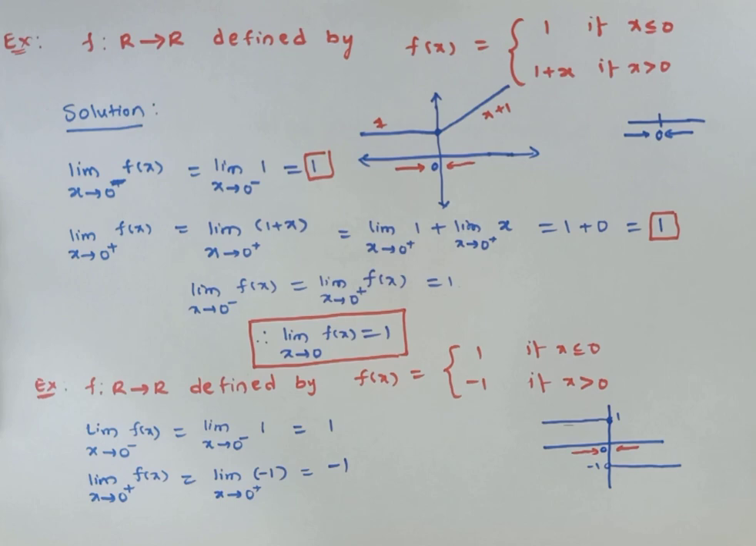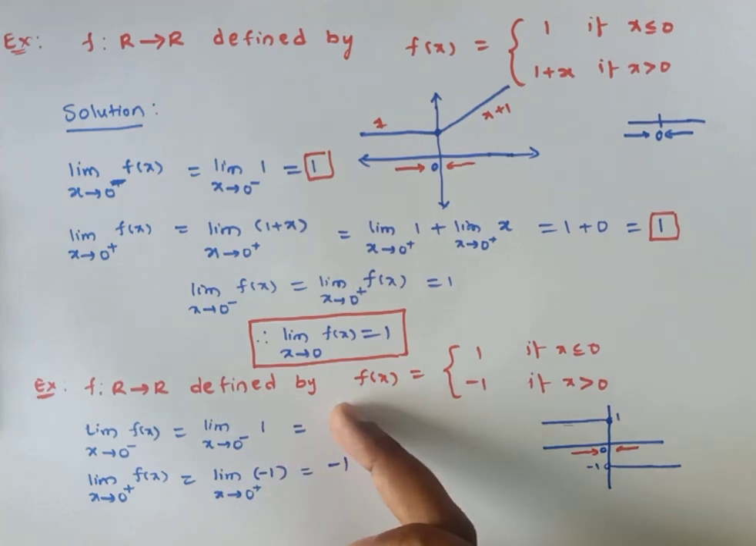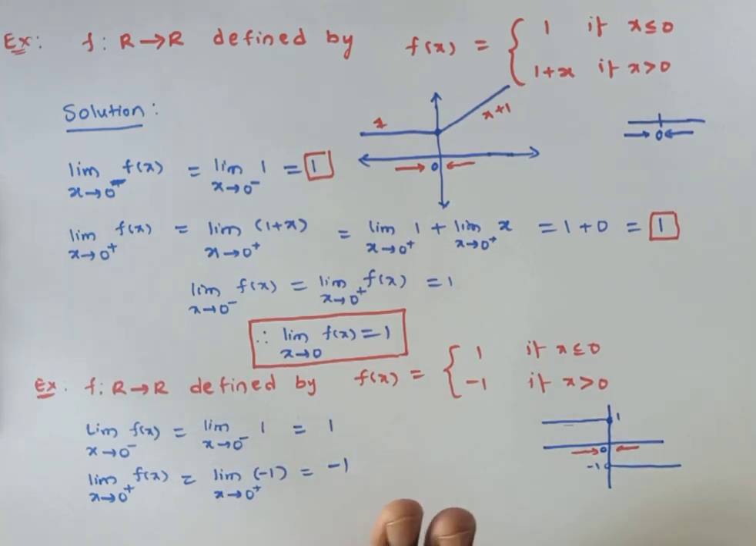Now here you can observe that both the left hand limit and the right hand limit exist, but they are different.